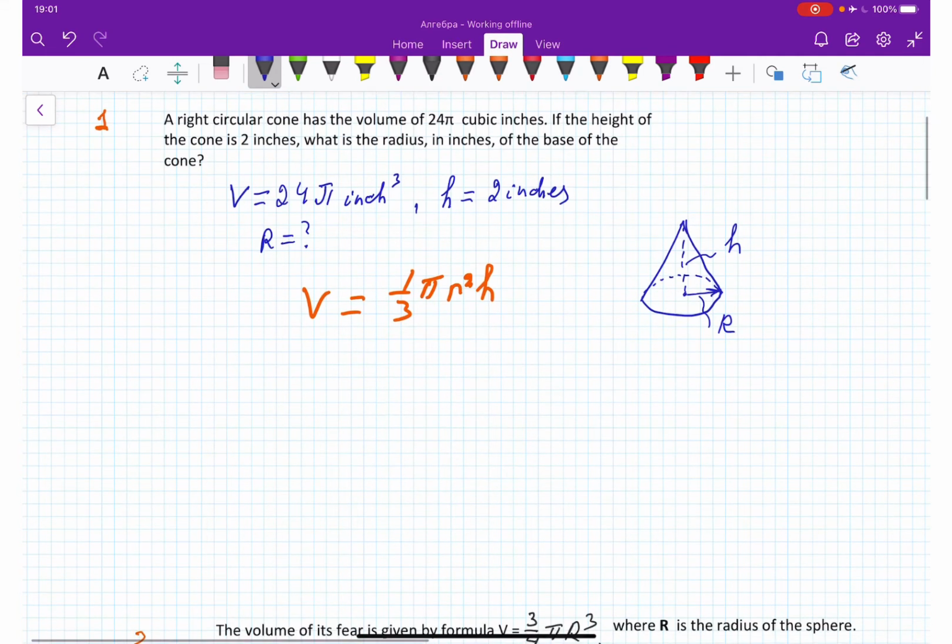All right, so let's write down volume is 24 pi is equal to 1/3 pi r squared times 2. Let's divide by 2 pi. I'm going to get rid of 2 pi. Actually, I can divide by 1/3 also. Let's go step by step. Okay, 2 pi first.